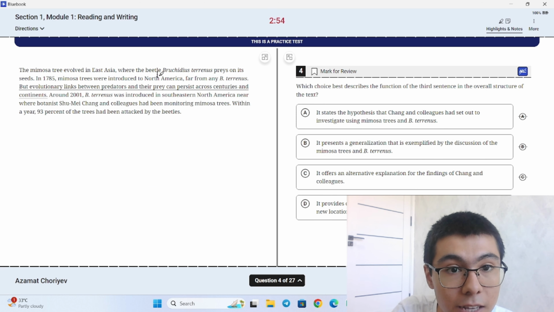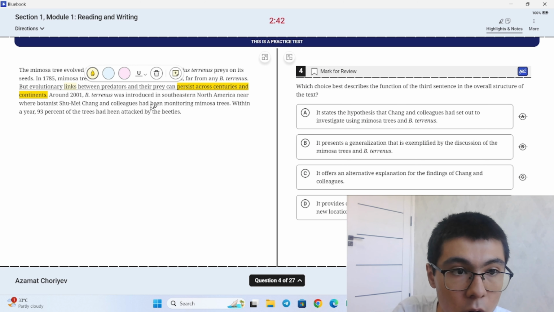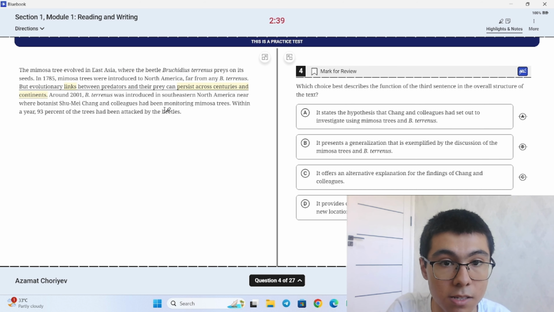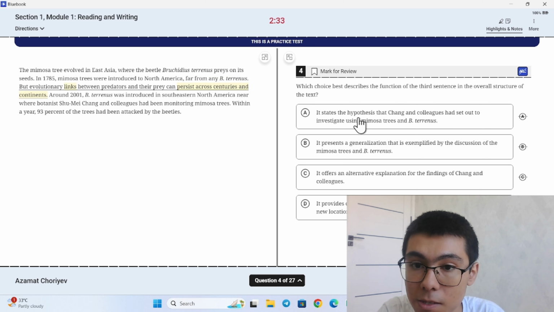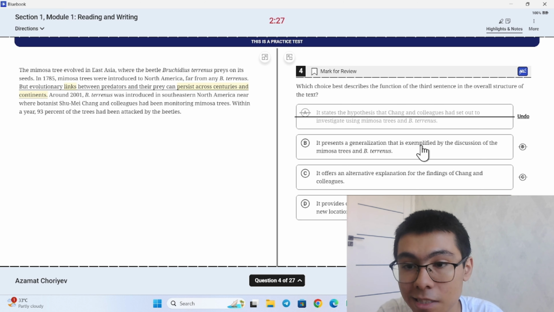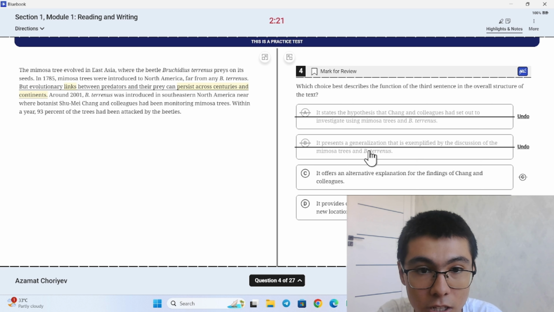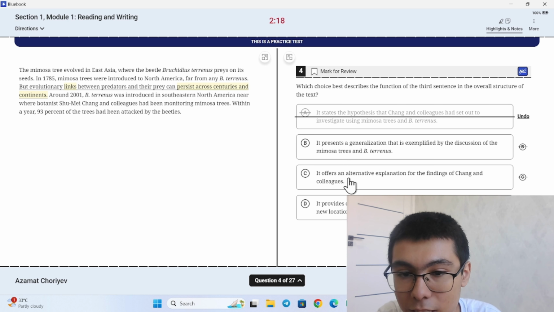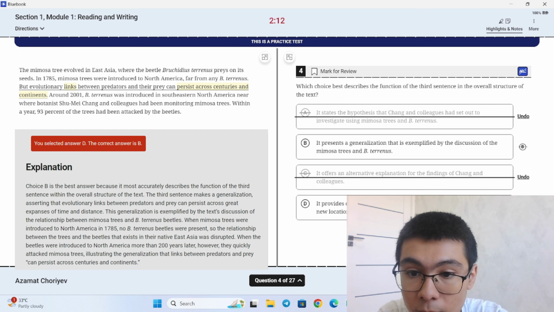Okay, I'm reading it fast because I have very little time. Okay. So links persist across centuries and continents. So the purpose of this, I need to find the purpose. No, A is wrong. It's not exemplified by this discussion. It's not a generalization. I guess maybe it might be, I'm not sure. It's not an alternative explanation because there's not another explanation as well.